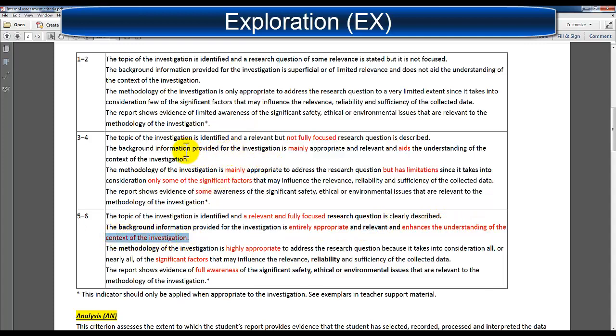So if you compare with the middle band, it said "mainly appropriate" and it said "aid the understanding." That means if you want to score the highest band, all the formulas or the physics concepts, for example, you may try to use the microscopic and macroscopic view to explain something. They both have to be entirely appropriate and relevant to the research question.